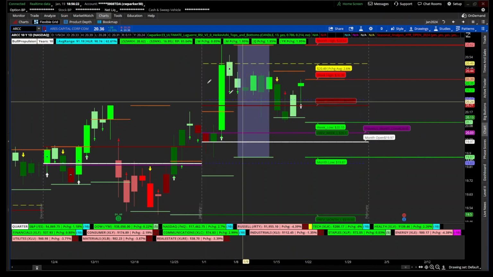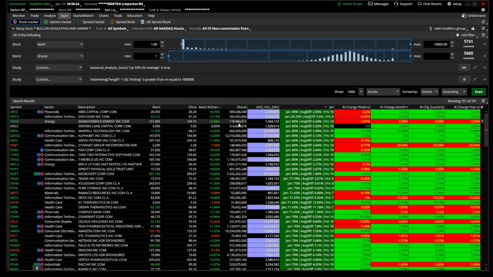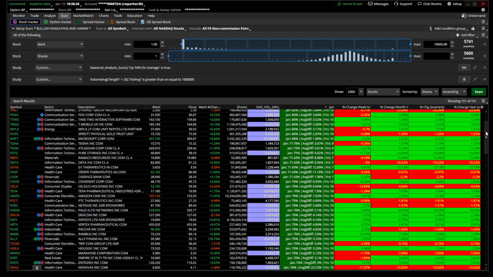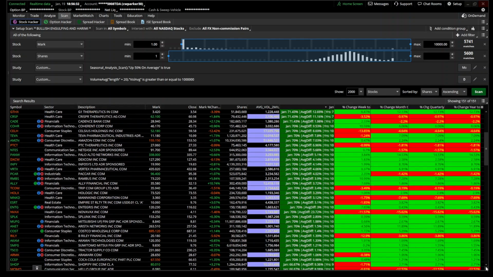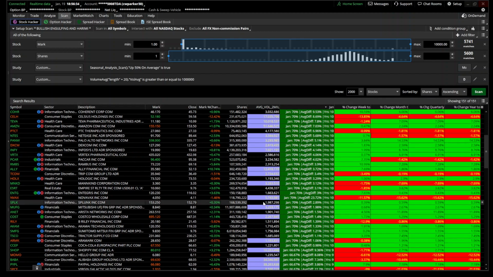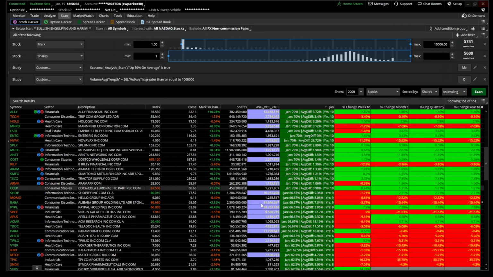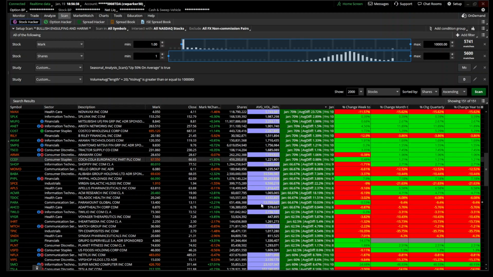But this just shows you how to scan for the stock. So we can look through. I'm just going to scroll through. If you want to pause the video and see some of these stocks, just pause the video. These are all the ones for the NASDAQ.